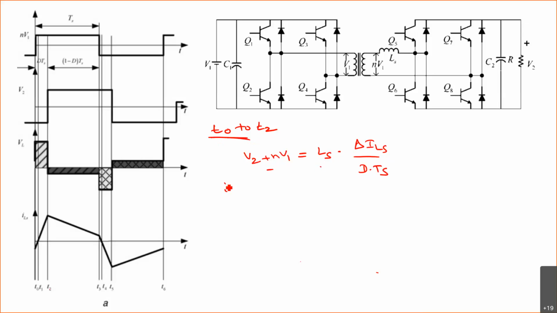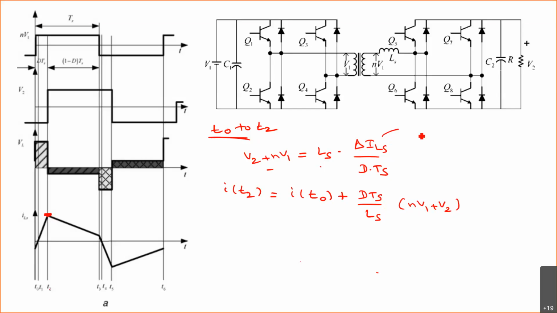So at T2, the current at this point is I of T0 plus DTS divided by LS into (NV1 plus V2). Is this correct?